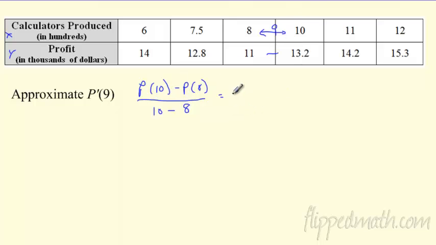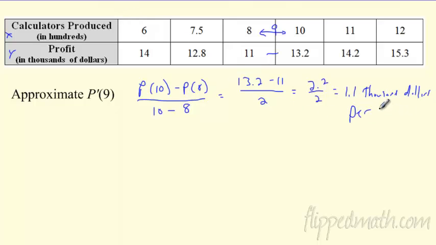So what is the p of 10? Well, it's 13.2 minus the p of 8, which is 11, and then subtract those, you get over 2. Let's just finish this bad boy out. What does that give me here? That looks like that'll give me 2.2 over 2, which gives me 1.1. Okay, so what does this mean? So I've got 1.1 change in y, which would be the profit. So this would be every 1.1 thousand dollars. That's the y per what? Per the x, which in this case is calculators, and they're in hundreds, so per 100 calculators.